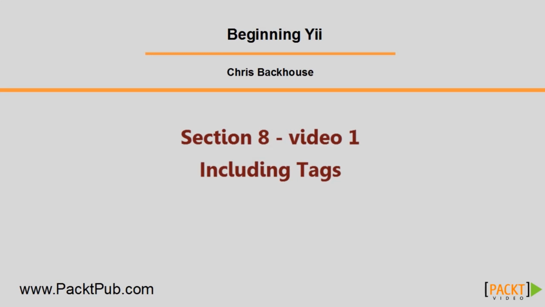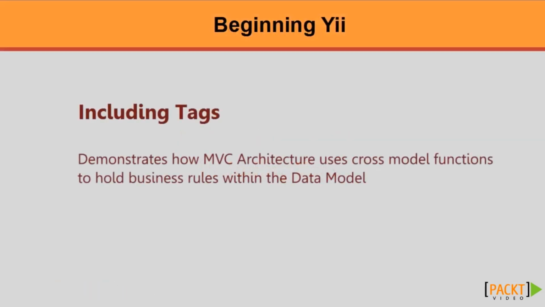Hello! In this section, Section 8, we'll continue to develop the album interface, and in particular by adding support for tagging and comments. And in this session, we're going to be building the tagging functionality on both albums and photos. And we'll see how to use cross-model functionality that demonstrates how an MVC architecture holds the business rules at the model level, and in this case, the tags.